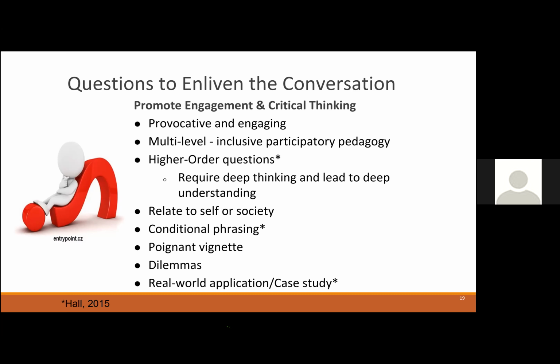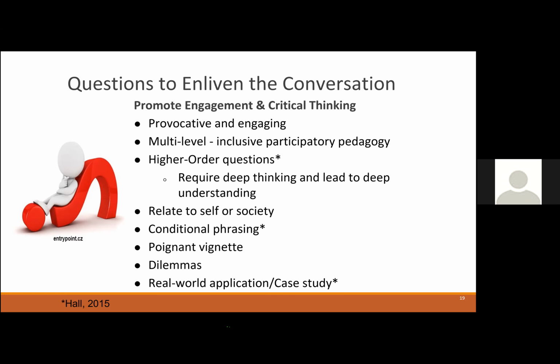Your prompt should also be multi-level. So it's an inclusive participatory pedagogy. Face-to-face classroom discussions are there for everyone to participate in. And so if you only have the higher order questions, some students are just not going to be able to get it at all. So make sure you have some basic questions, basic understanding, maybe applying to their lives, so that those students who are hanging on with their fingernails, trying to understand, can also participate. But the higher order questions definitely lead to the most interesting discussions.